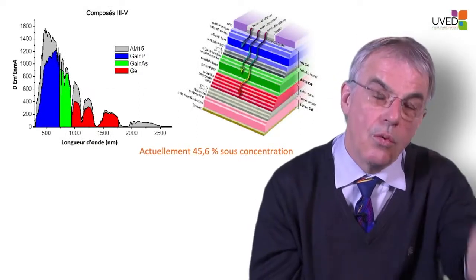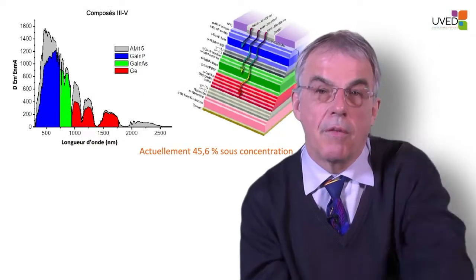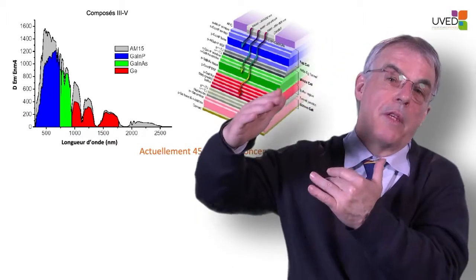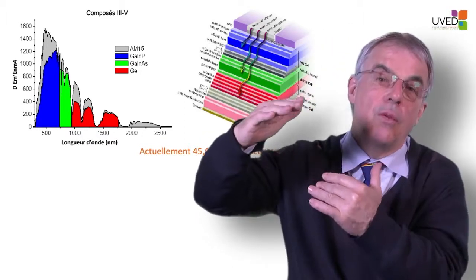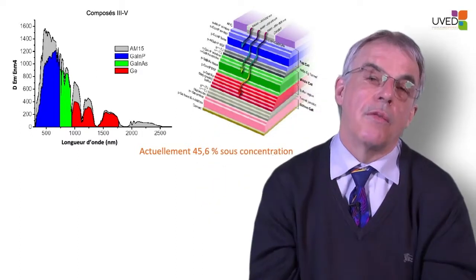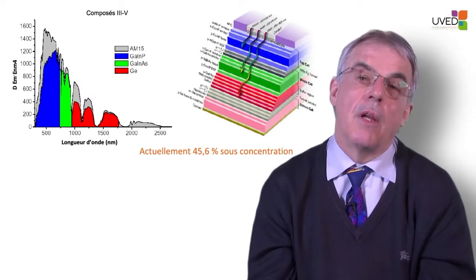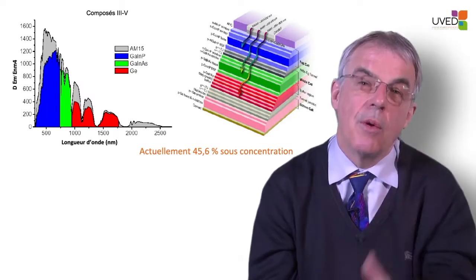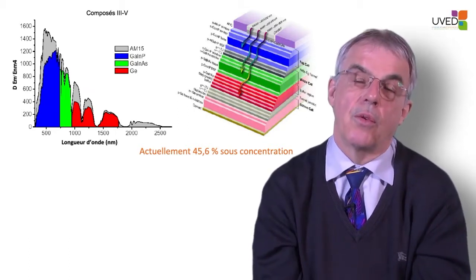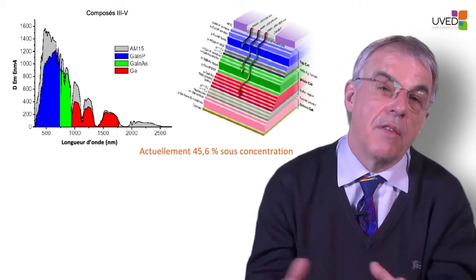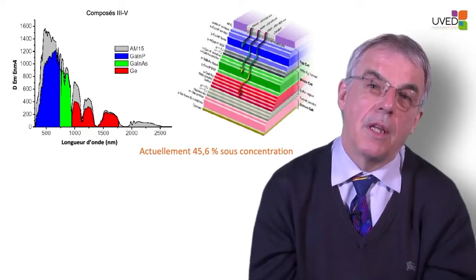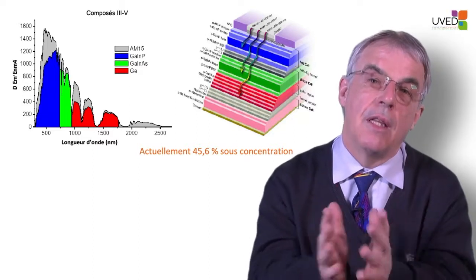In concrete terms, for triple junction, one junction takes the blue, one takes the visible spectrum, and the third one takes the infrared. We superimpose approximately 30 layers with junctions that allow to reach higher yields, and the maximum yield that has currently been achieved is 45% under concentration with triple junctions. 32 layers or approximately 30 layers, that means a lot, it's difficult.